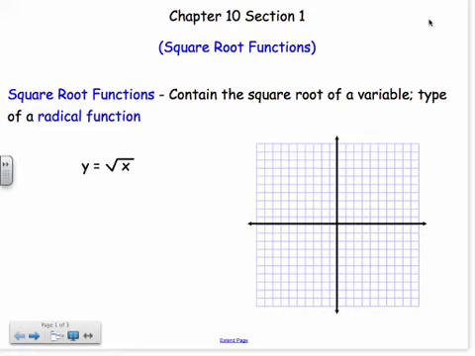All right, it's time to get radical looking at some square root functions. Obviously a square root function contains the square root of our variable, right? We had quadratics where we took our variable squared. We had exponential where we actually had the variable as an exponent. Now we're going to look at our variable in a square root and see what happens.